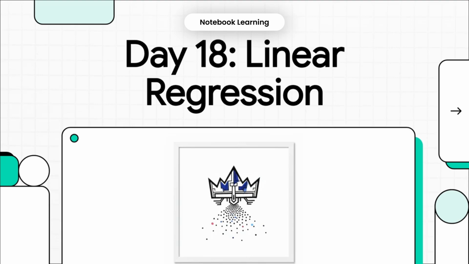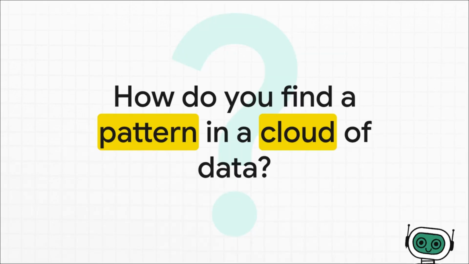All right, day 18. Today we're going to break down one of the most fundamental and, frankly, most useful ideas in all of machine learning, linear regression. So picture this. You get a bunch of data, you plot it on a graph, and what you see is just a cloud of dots. It looks pretty random, right? Kind of like noise. The question is, is there a simple pattern hiding in there? And if there is, how would you even begin to find it?